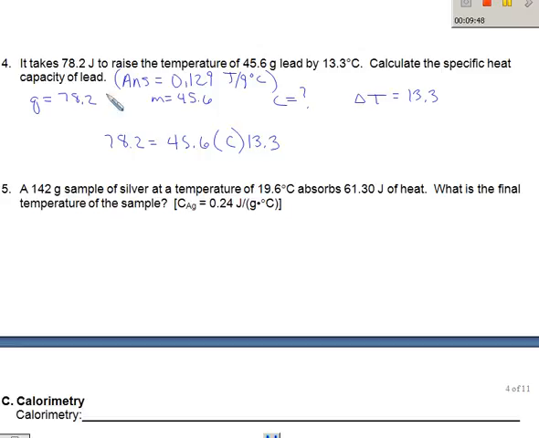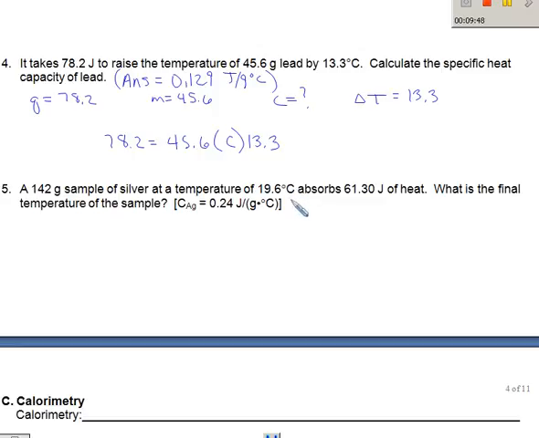All right, you would have gone through your list of variables and realized you were solving for C, so you would have plugged everything in, solved for C, and gotten 0.129 joules per gram degree Celsius as the specific heat capacity. We've got one last problem here. This is what I would call a very challenging problem. I'm going to give you the answer, and you can give it a shot, and then I'll go over how you actually arrive at this answer.